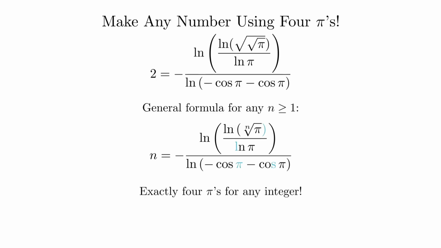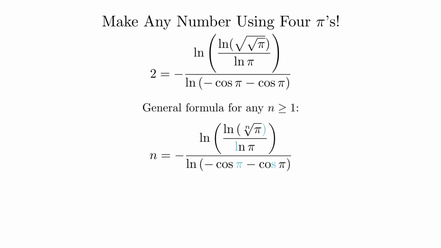So there you have it. With just 4 pies and some clever math, we can create any whole number we want. Math is wild, isn't it?